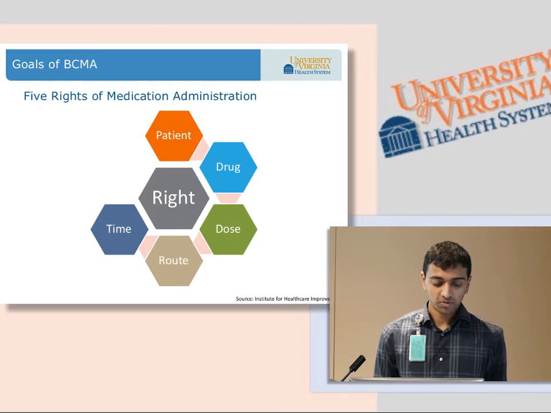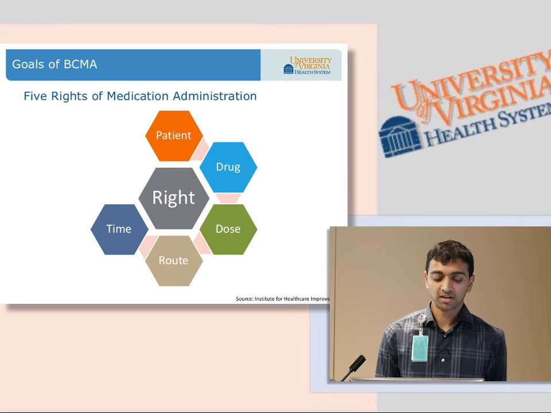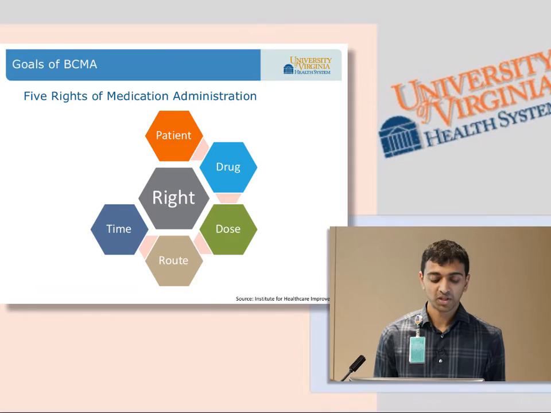So one of the goals of BCMA is to guard against the five rights of medication administration. These are things that may seem pretty common sense to us, but every nurse is taught this, whether in school or in orientation, to guard against medication errors by applying these five rights. And they are the right patient, the right drug, the right dose, the right route, and the right time. And barcoding allows us to adhere to all these different rights to make sure that all of these are met to avoid patient and medication error.